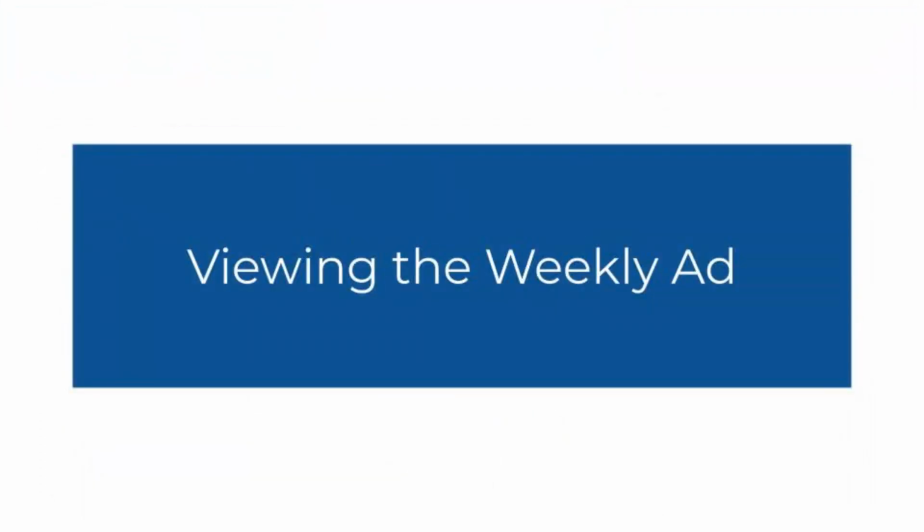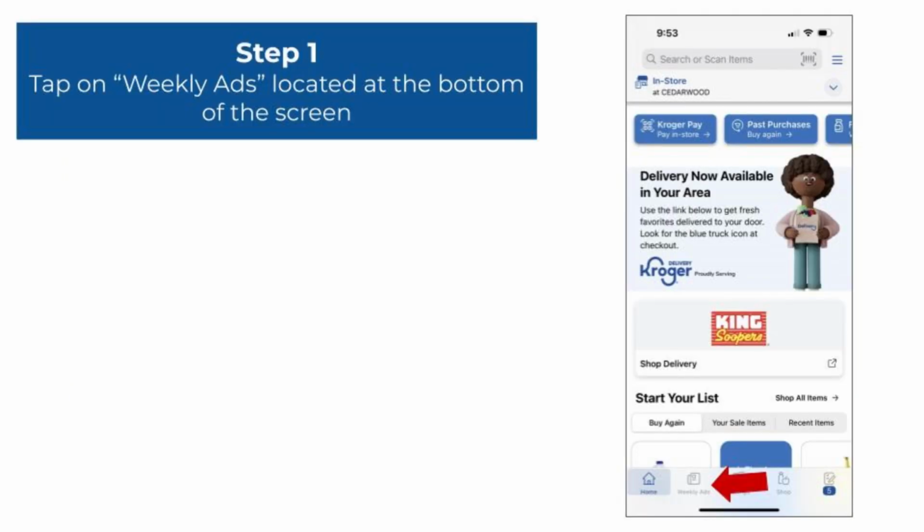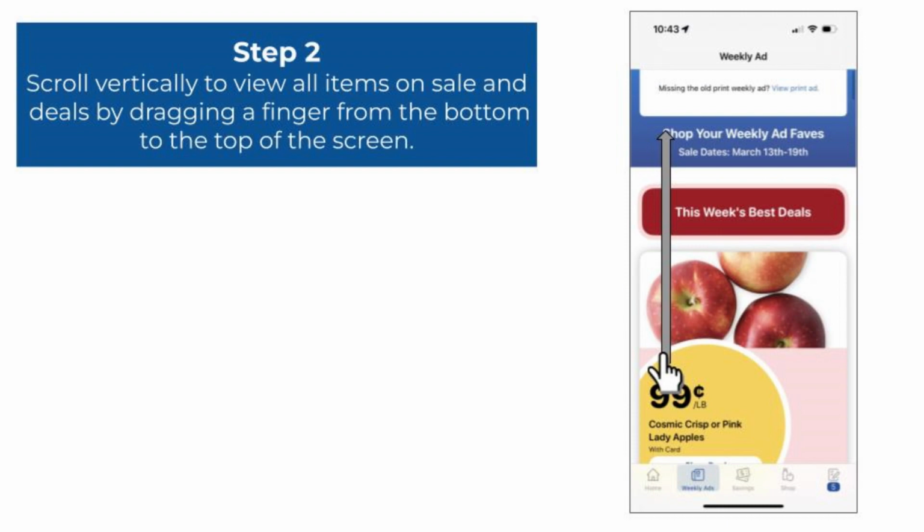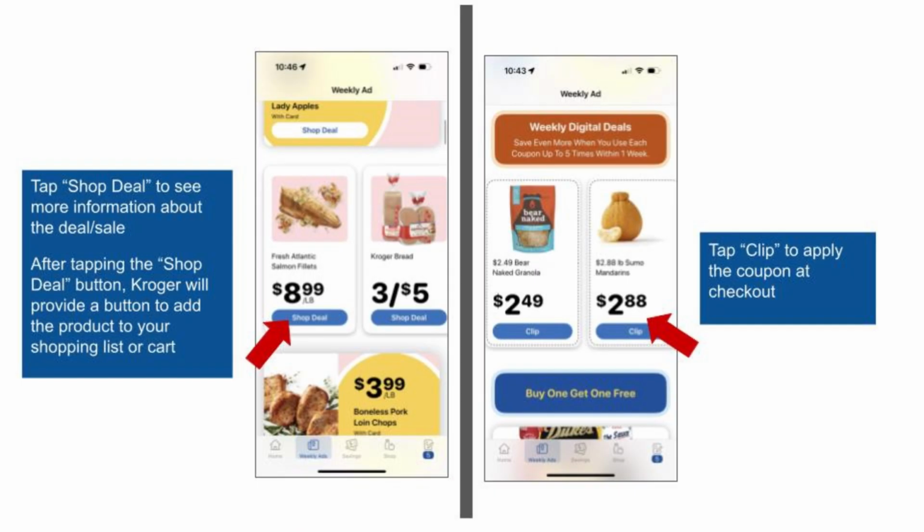Next, we will take a look at the weekly ad. This is a virtual copy of what you would normally get in the mail as a physical copy. So instead of flipping through pages to see what items are on sale, we're scrolling. First, tap on Weekly Ads located at the bottom of the screen on the hotbar. To scroll through all the sales, drag a finger from the middle to the top of the screen. As you scroll downwards, you will see different deals and coupons.